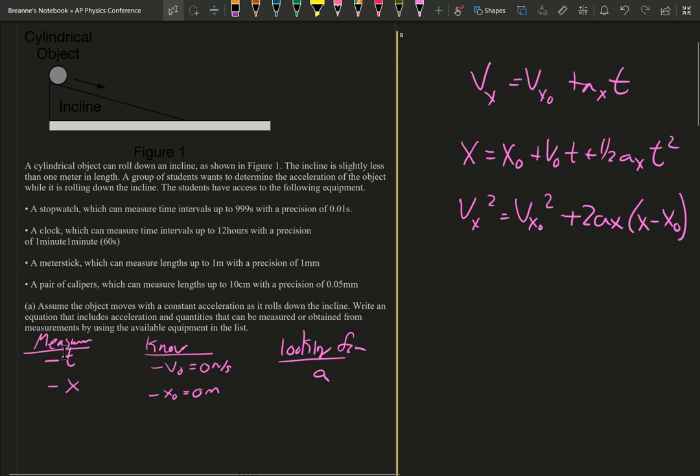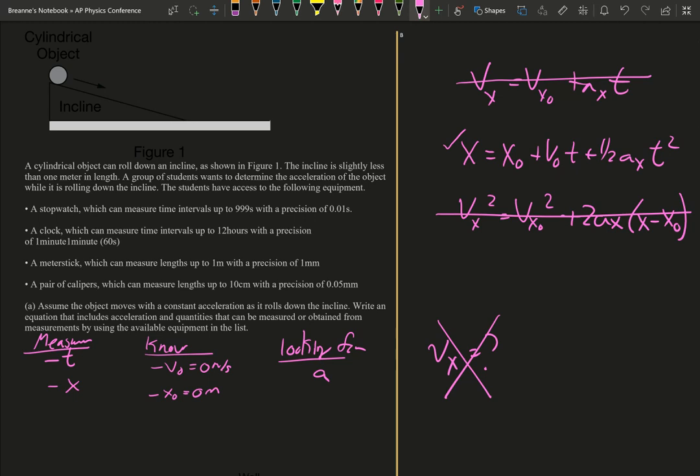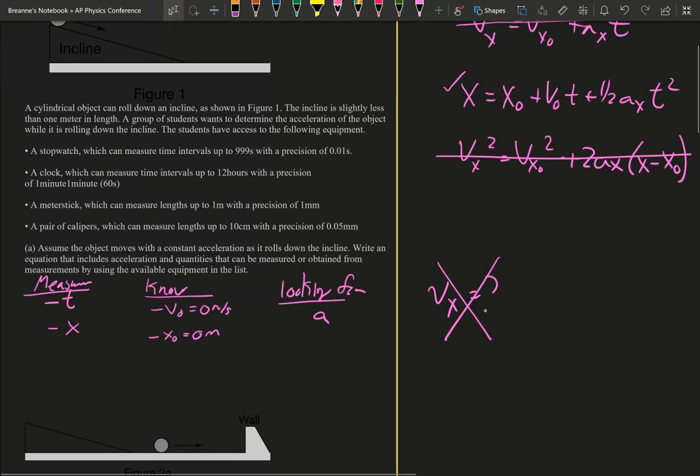So now, first, we're looking for acceleration. Acceleration's in all 3 of these, so we're good. We have measured t and we've measured distance. This one doesn't have distance. This one doesn't have time. So we're kind of left with that equation. Another thing is, if you look at all the stuff we know, we do not know our final position. We don't know our final velocity, so we can't use it. So we're left with x equals x naught plus v naught t plus 1/2 ax t squared.